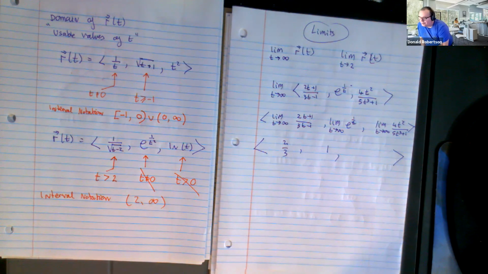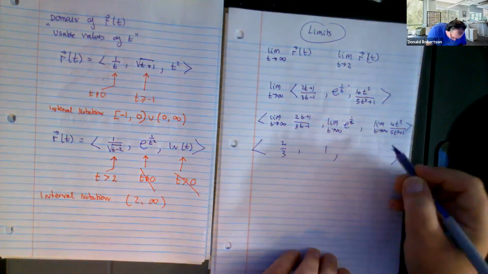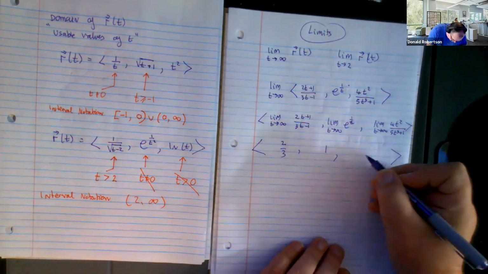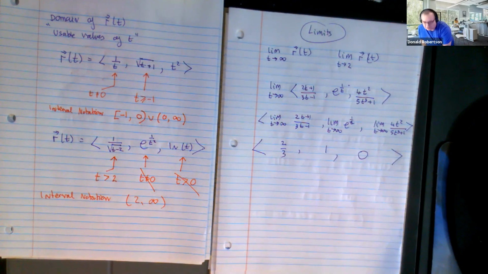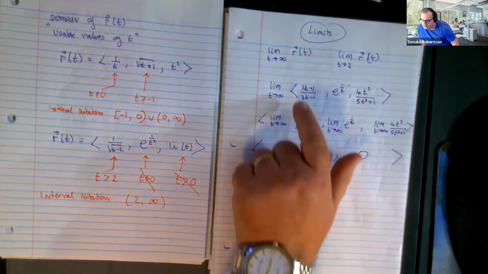You could do L'Hopital twice. Yeah, you get 0. Someone did that. Do L'Hopital twice or divide top and bottom by t squared, whatever way it works, you get 0. So now we have to try and imagine, what does this tell us about this space curve?